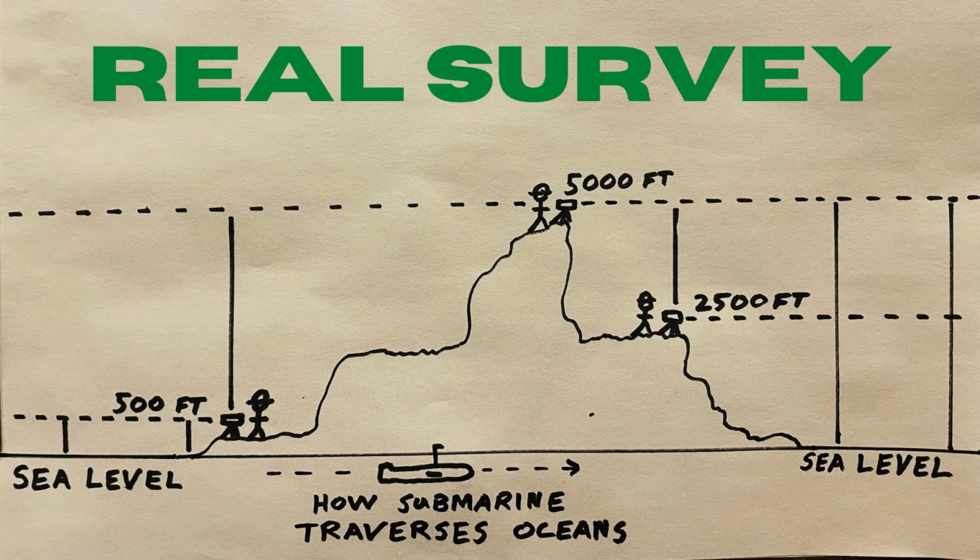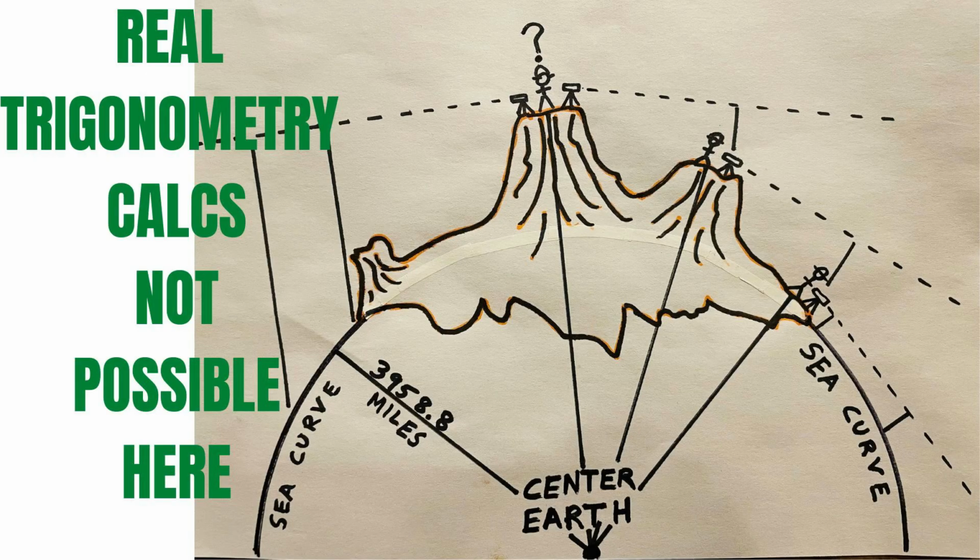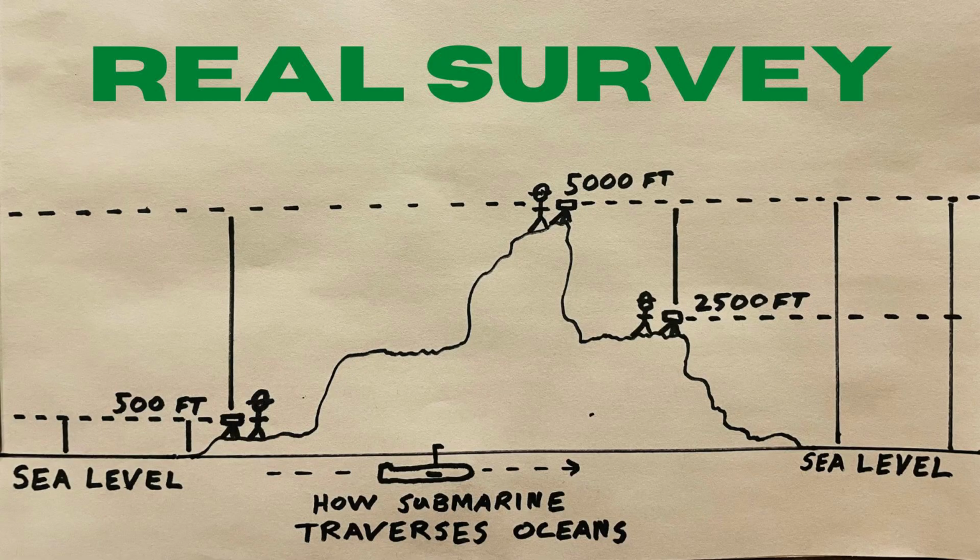A real-life land survey is done by using trigonometry, using a scope to measure the distance to one location, measure the distance to another location, and using trigonometry to calculate the vertical angle of the drop, and that is how it's done.